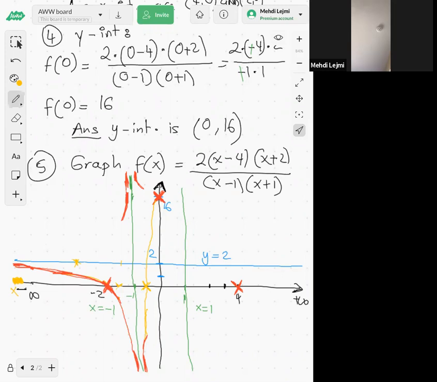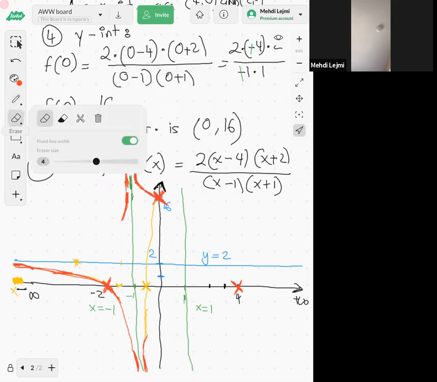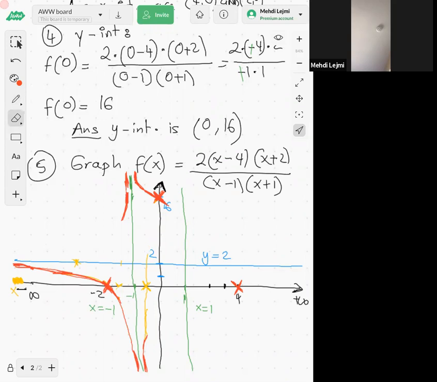So you have to go down like this here. You have to go down like this and join our 16, the y-intercept at y equals 16. So this is wrong here, because otherwise I would have to cross the x-axis.